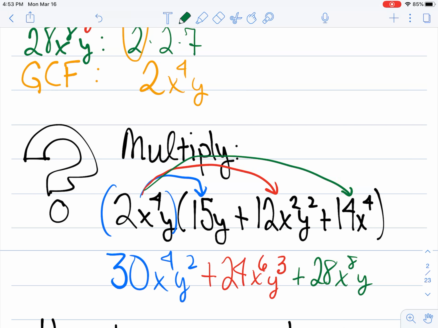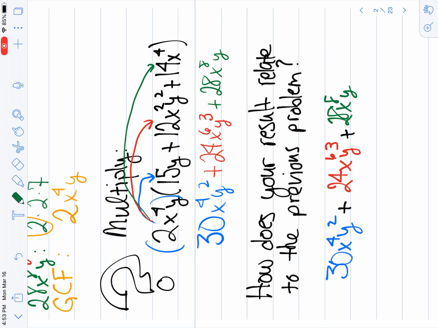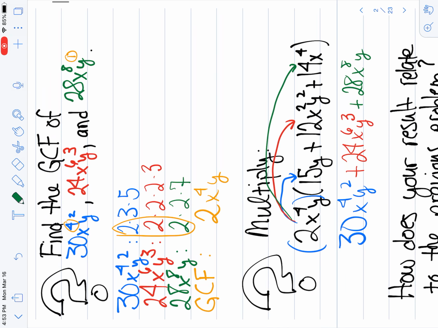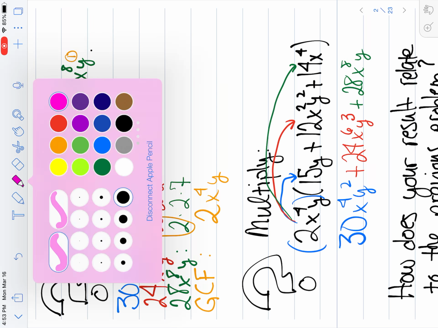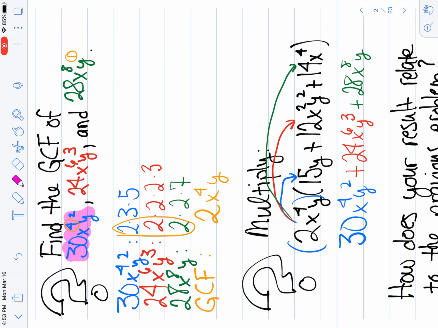Now, if you can check this out real fast, I'm going to pull this back down here. Notice that the terms match. For example, let me show you what I'm talking about. We have a 30x to the fourth y squared here, and we have one right here. We have a 24x to the sixth y to the third there, and we have one right there. And we have 28x to the eighth y to the first there, and we have one right there.